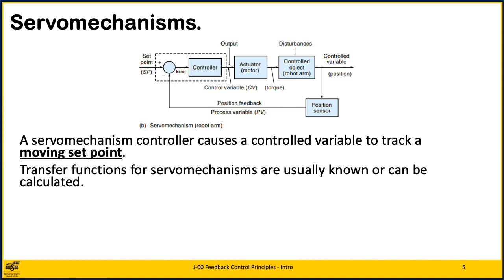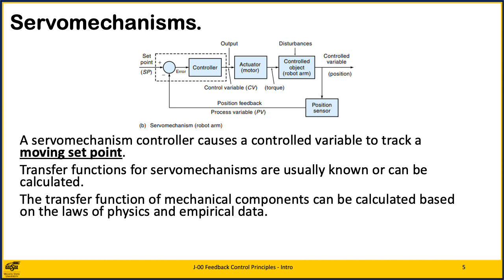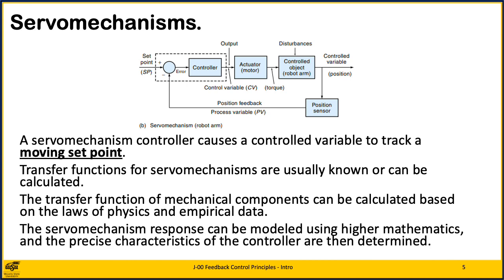For a servo mechanism such as a robot, the transfer functions of the individual system components are usually known or can be calculated. For example, the transfer functions of motors and sensors are usually provided by the manufacturer. The transfer function of mechanical components can be calculated based on the laws of physics, for example, the moment of inertia, and empirical data. The response of the servo mechanism can be modeled using higher mathematics, and the precise characteristics of the controller are then determined.